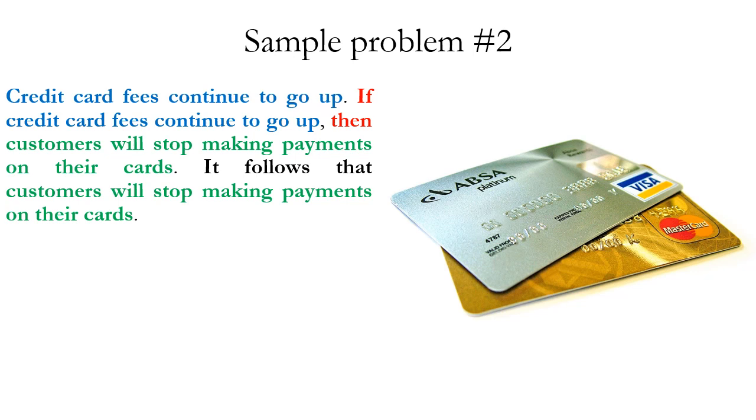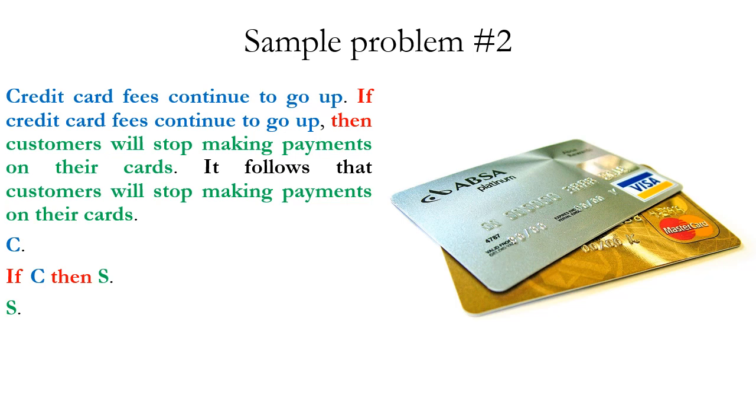So putting this together, let's rewrite the structure of the argument just in its logical form. C, if C then S, and S. And you can choose any capital letter you want to stand for any simple proposition. It's customary to choose a letter that will remind you of one of the main terms in that proposition. So you can see here, and in some previous slides, we've done that. The C stands for credit card fees continue to go up. S stands for customers will stop making payments, and that's it.